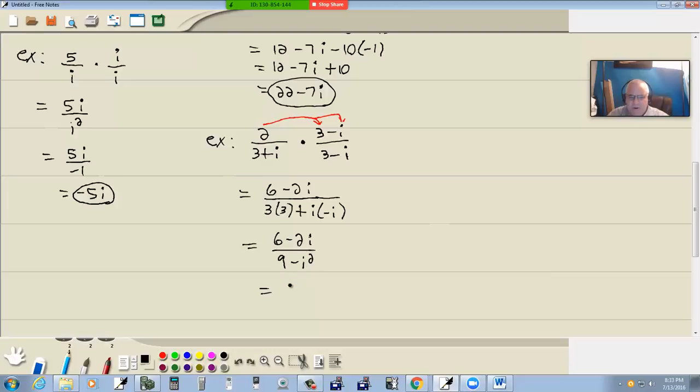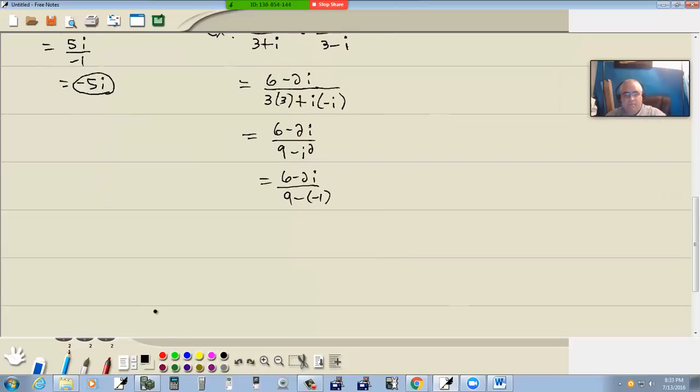And we know the i squared is what we don't want. So I got 6 minus 2i over 9 minus, and we replace the i squared, remember, with a negative 1. So then we got 6 minus 2i. Down below, negative 1 times negative, or negative is positive. So we've got 9 plus 1.